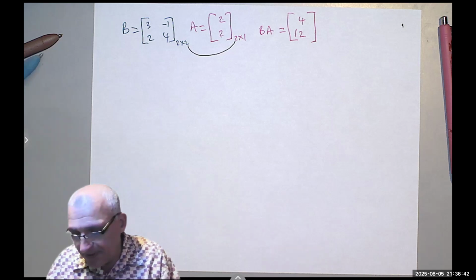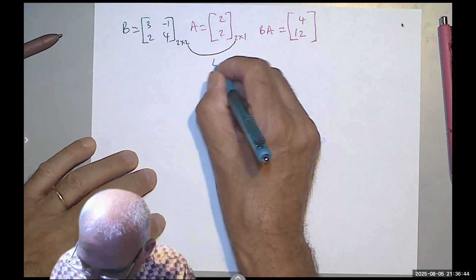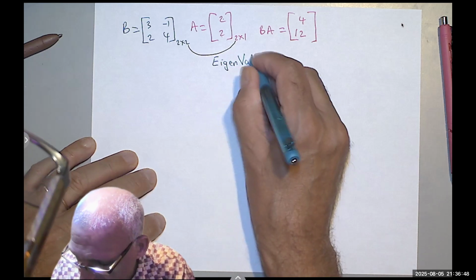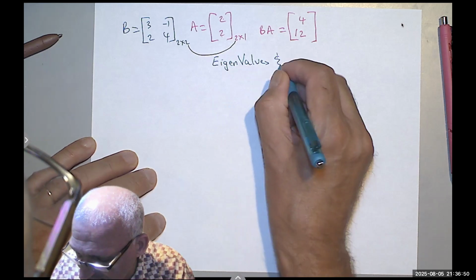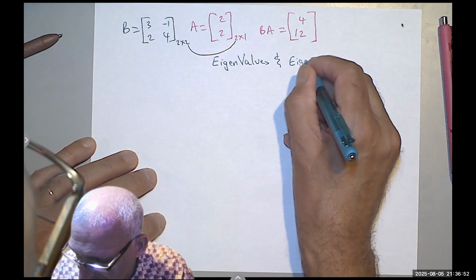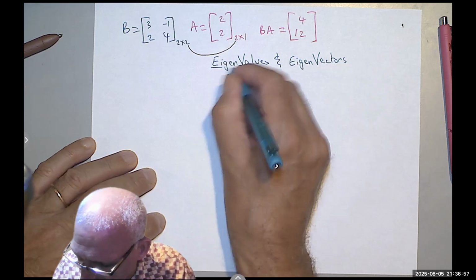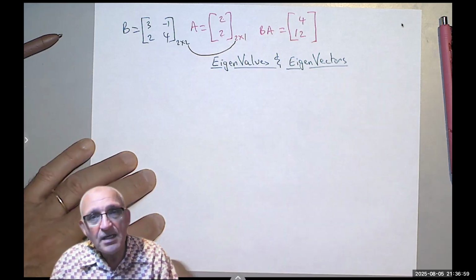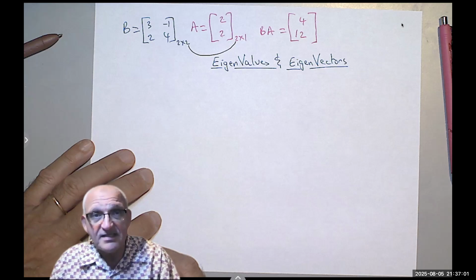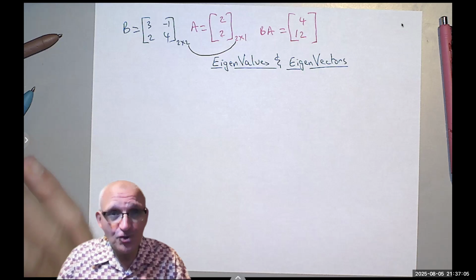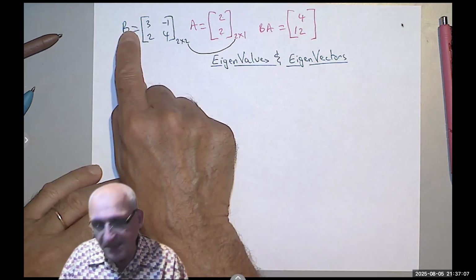That brings up the topic of eigenvalues and eigenvectors. So what are eigenvalues? We'll see that. In order to find the eigenvalues, what we are going to do, this is matrix B.